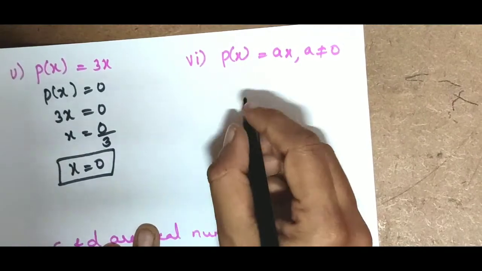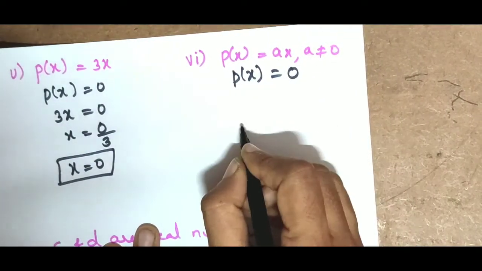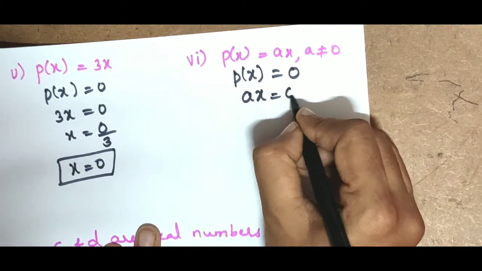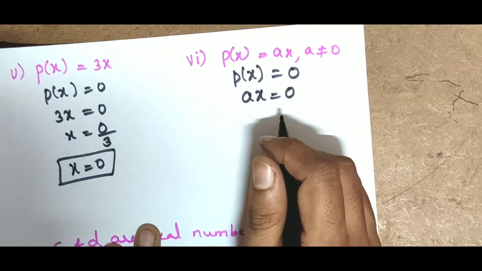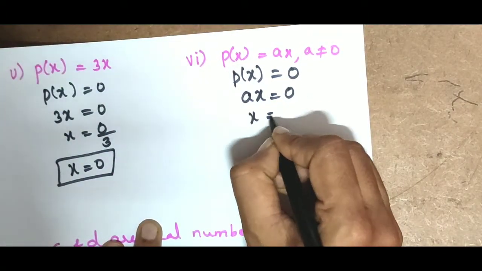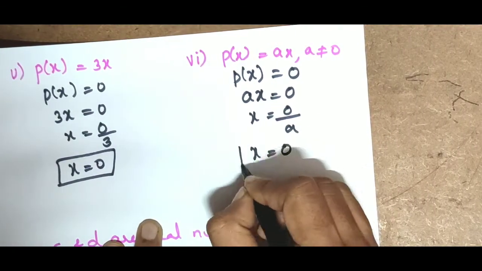So what we have to take? P of x is equal to 0. So what is the value of ax is equal to 0. What is the value of x here? So here x is equal to 0 by a. So 0 by a is equal, x is equal to 0.